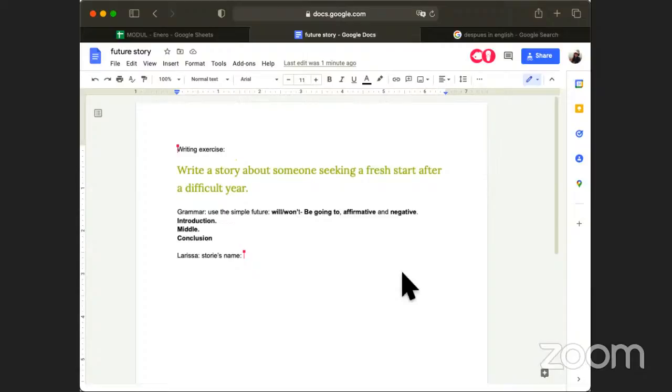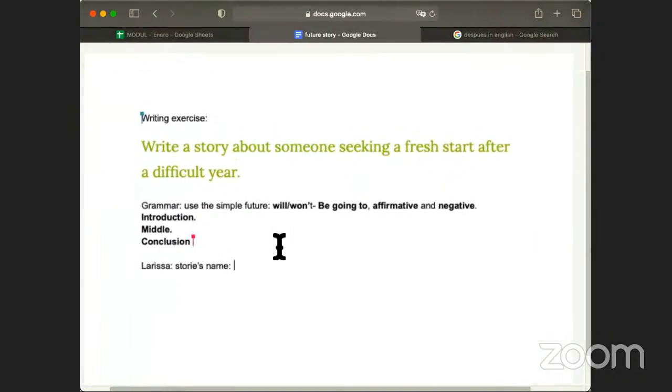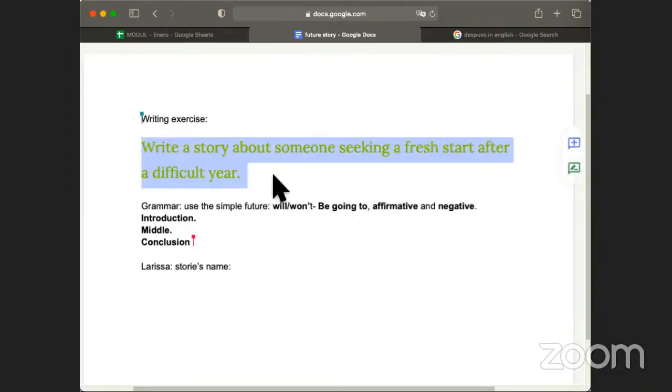No worries. So we already start. Let me explain you a little bit about today's exercise. I just shared the link for today's activity. We're going to do a writing exercise. We have a little topic that we have to follow. Could you read this part, please? Thank you. Okay. Write a story about someone seeking a fresh start after a difficult year.